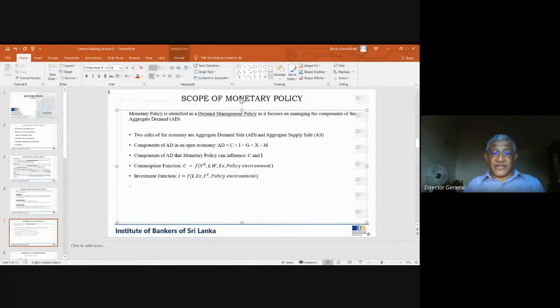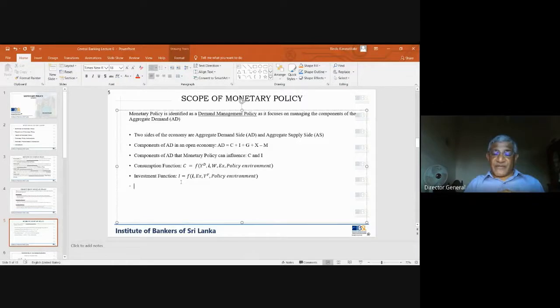Then we further expanded that this component has many determinants. This component also has many determinants. Then we can ask, can the central bank influence all the determinants of consumption? Can the central bank influence all the determinants of investment? The clear answer is no.